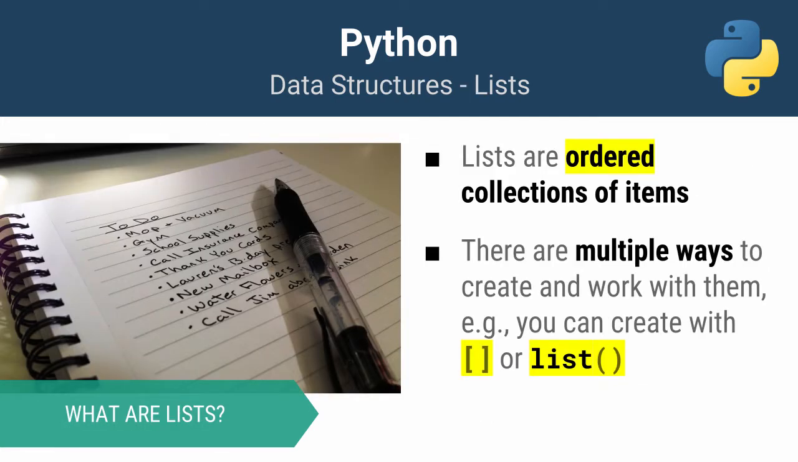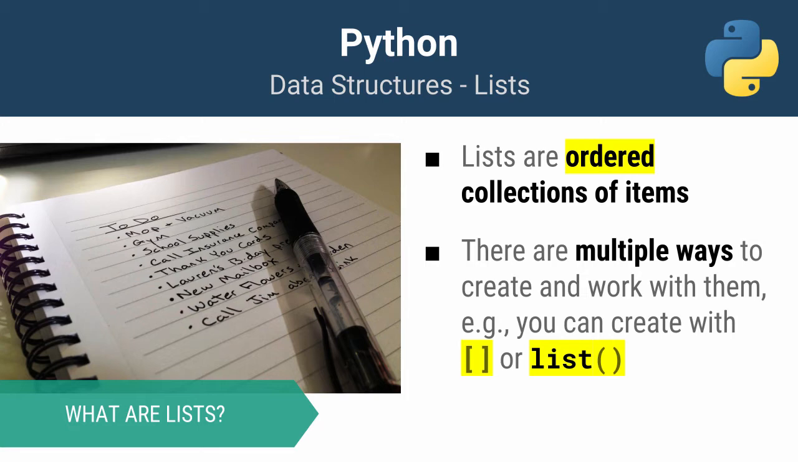The first structure I'm going to teach you is called the list. Lists are exactly what they sound like. They are ordered collections of items, very much like the to-do list that you might make for yourself. By ordered, it means that the order in which they occur in the list is important and is preserved.